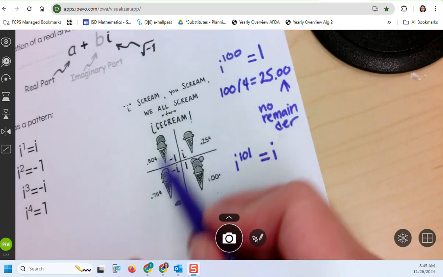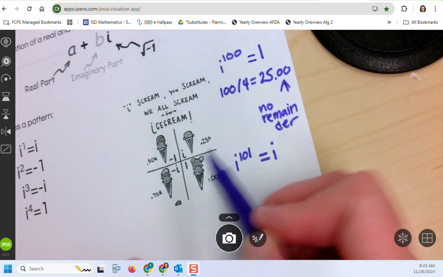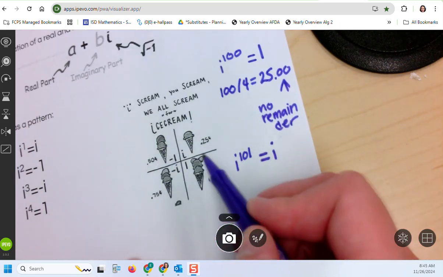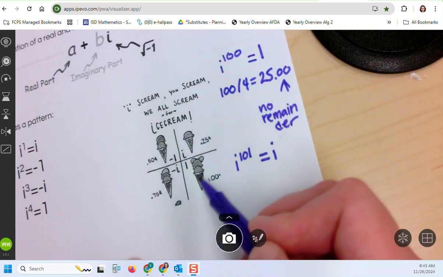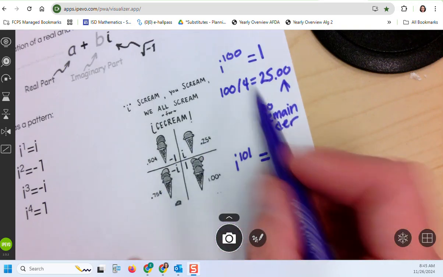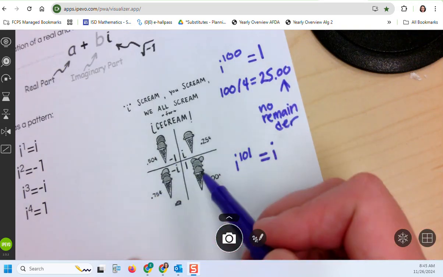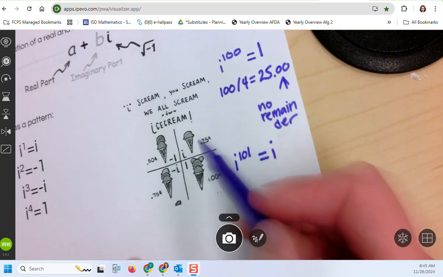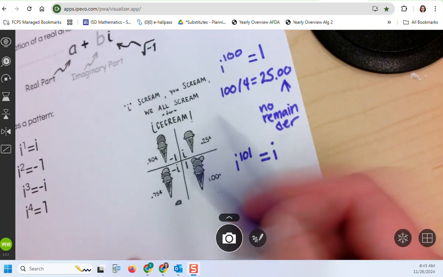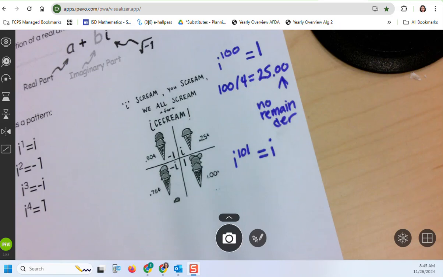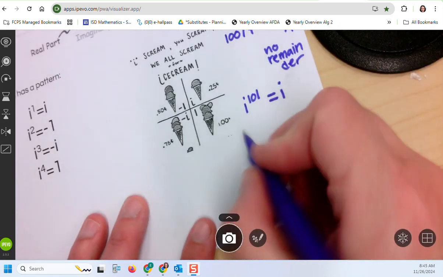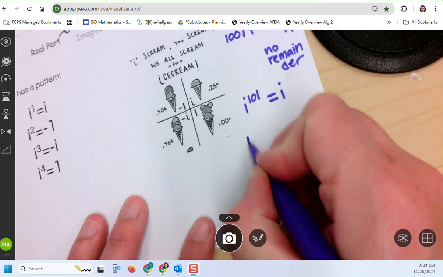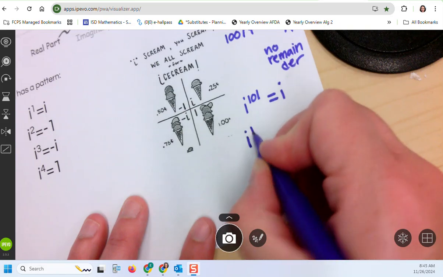Some people think of it as a cycle where you go around and you just count 4s. So 1, 2, 3, 4, 1, 2, 3, 4, 1, 2, 3, 4. Once I get to the i to the 100, I'm back at 1. And then if I need one more i after that, I'm going to be at i. Another way to do it is with dividing. So let's say I wanted to do i to the 134.